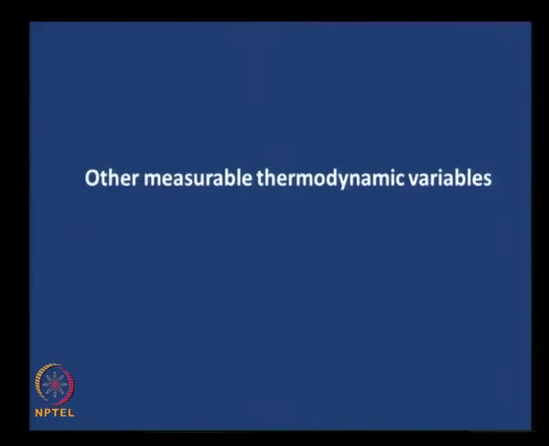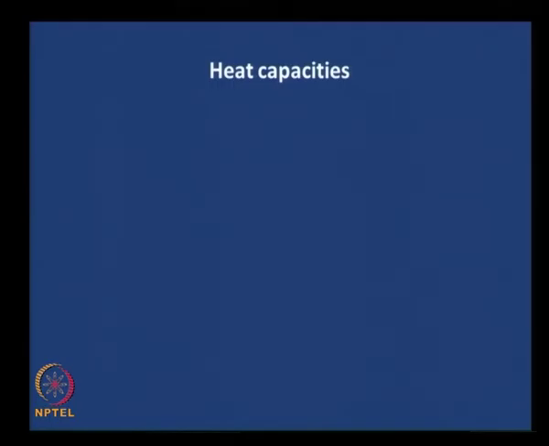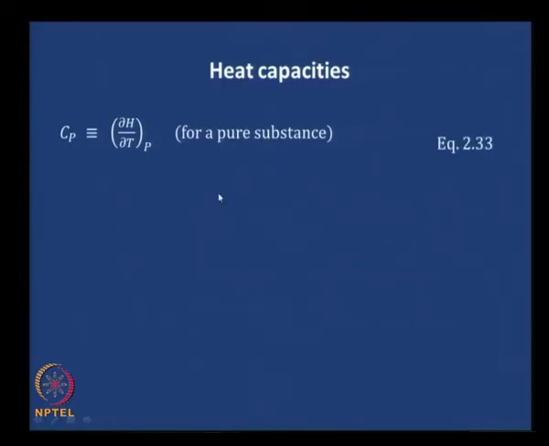Other measurable thermodynamic variables. Heat capacity Cp is defined as ∂H/∂T at constant P. This is for a pure substance. We will call this equation 233. For any system, Cp is defined as ∂Ht/∂T at constant P. This is for 1 mole of a pure substance, this is for any system.